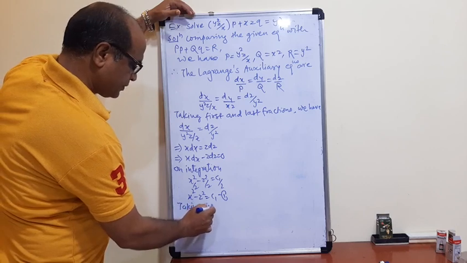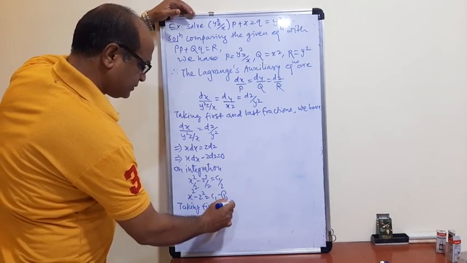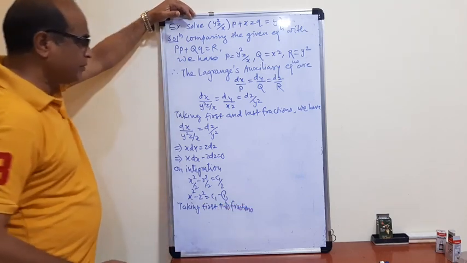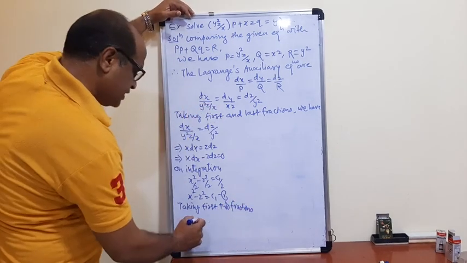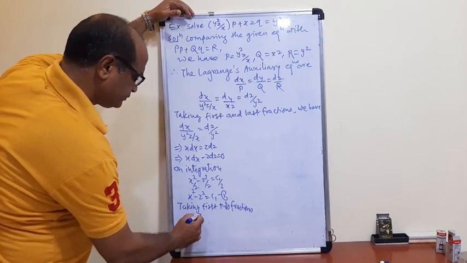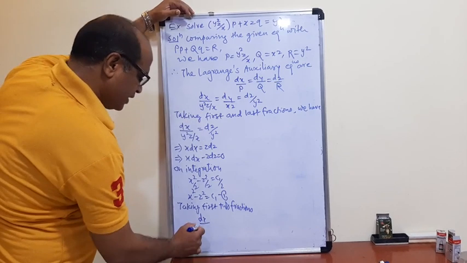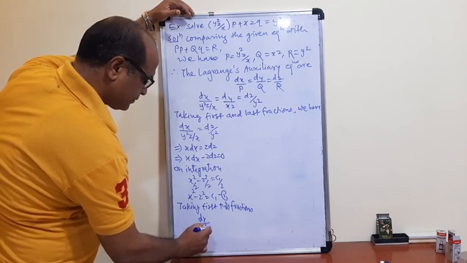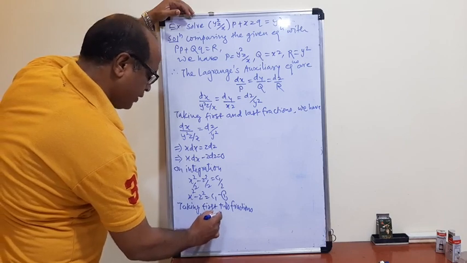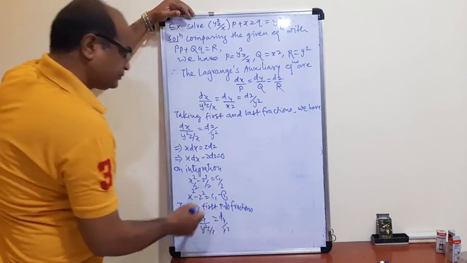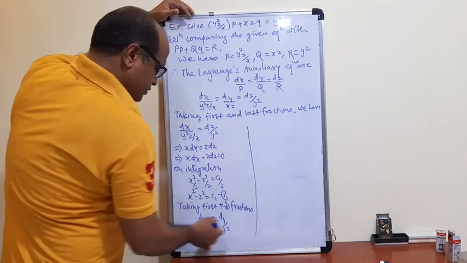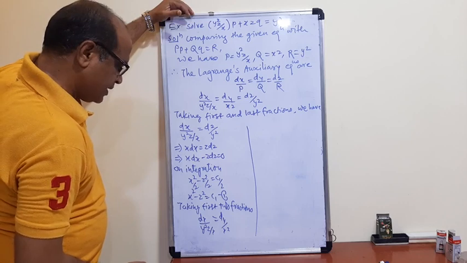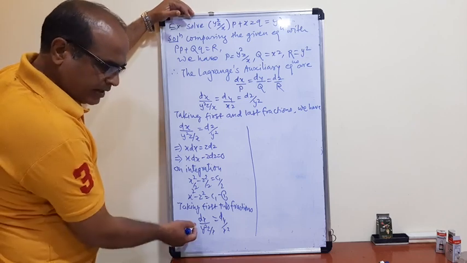Taking the first two fractions, that is dx upon y square z equals dy upon x square. So what does it imply? Y square is there, y square.